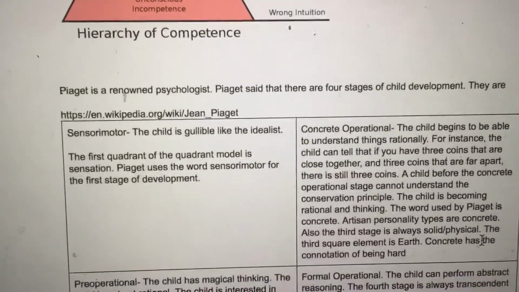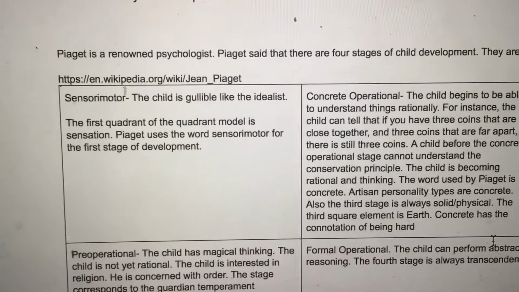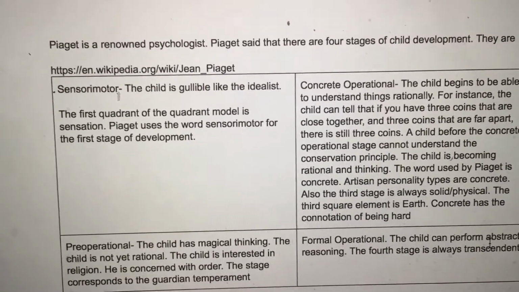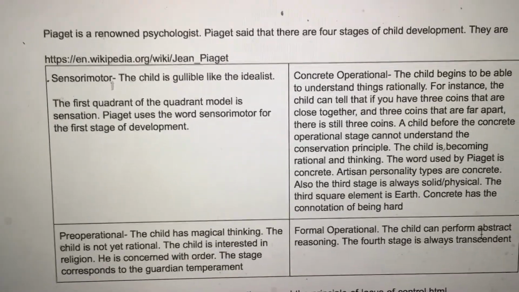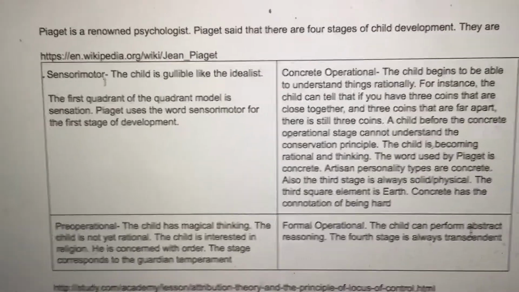Piaget is a renowned psychologist. Piaget said that there are 4 stages of child development. They are sensory motor, pre-operational. So in sensory motor, the child is gullible like the idealist. The first quadrant of the quadrant model is sensation. Piaget uses the word sensory motor for the first stage of development.